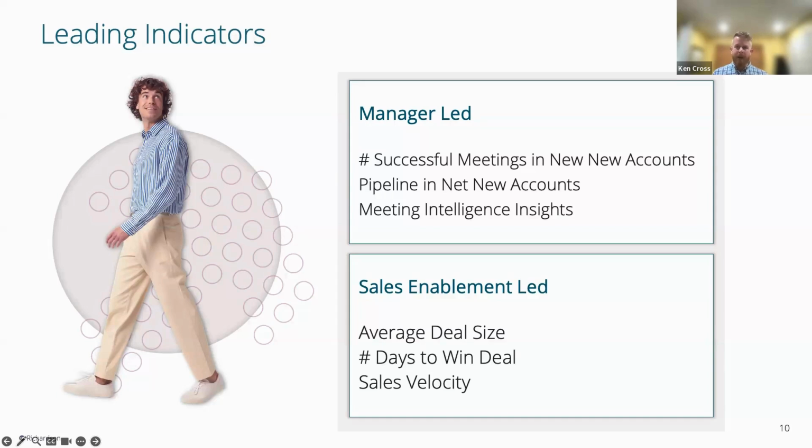So in this example, those metrics we talked about a minute ago, we could break those down for a manager level into things like number of successful meetings in net new accounts, pipeline in net new accounts, meeting intelligence insights, for example. That's using technology to identify how are they actually showing up for the meeting and what are they actually doing in these meetings? Are they asking discovery questions? Are they listening? Et cetera. Those are things that can be more on the manager-led level. Whereas that second bucket, the sales enablement-led level, are things like average deal size or number of days to win deals, sales velocity, et cetera.